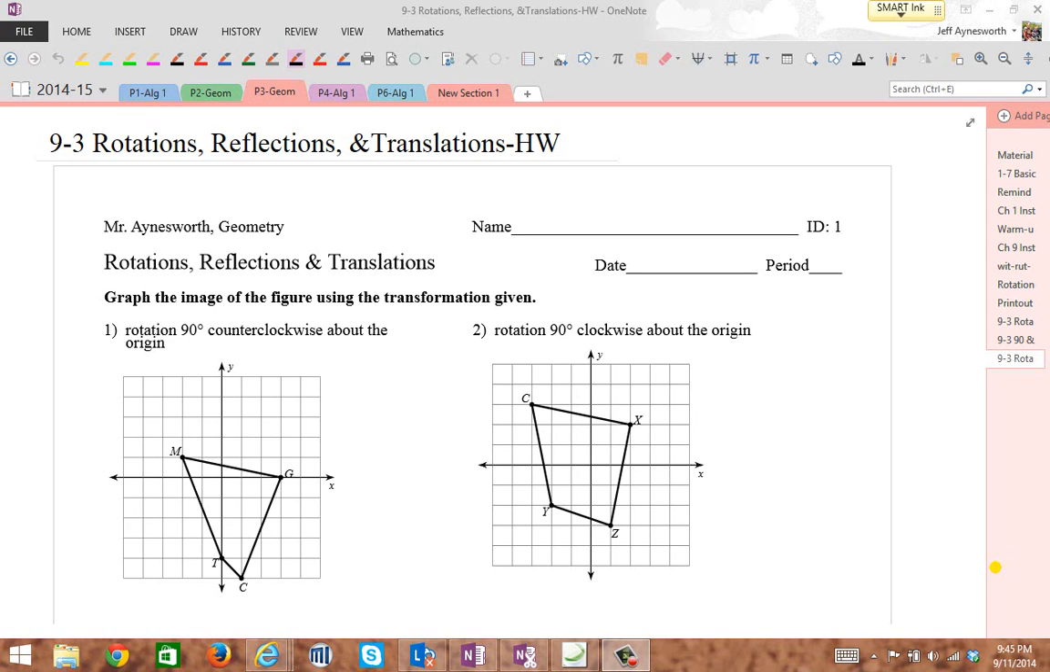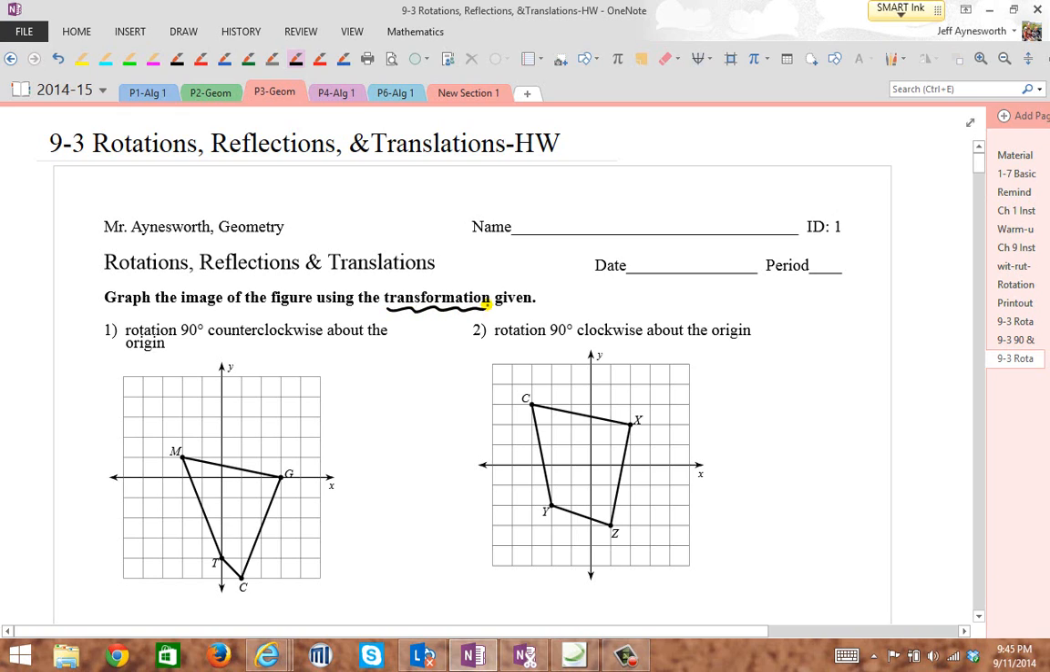Hey, this is Mr. Ainsworth, and we're going to get into your homework here on section 9.3 and talk about rotations, reflections, translations. It's kind of like a review of all the different types of transformations, okay? They're called transformations, that we've been talking about in chapter 9. So have your notes side by side with this because it's really going to be handy, especially if you haven't memorized the different rules, okay?